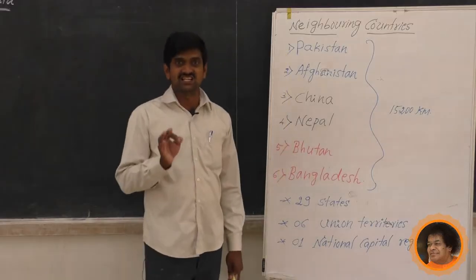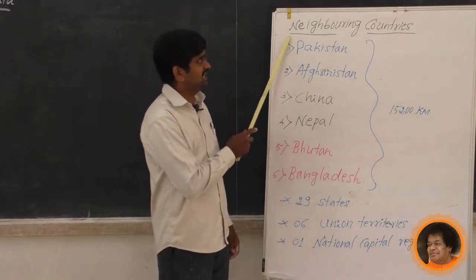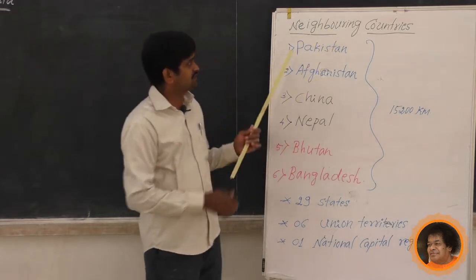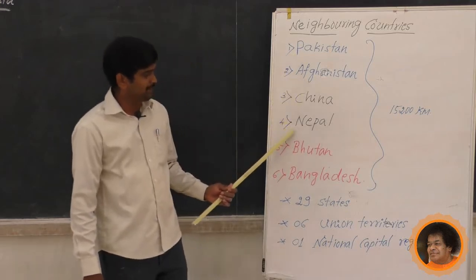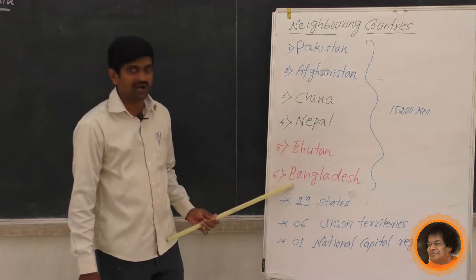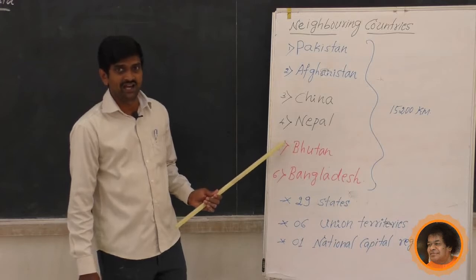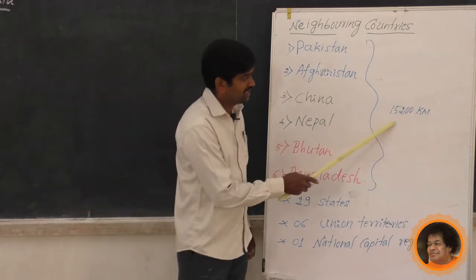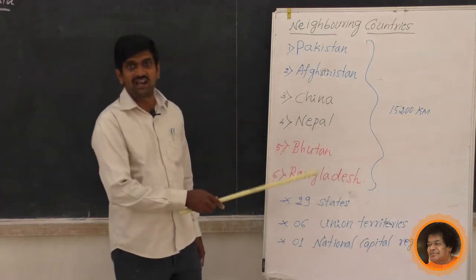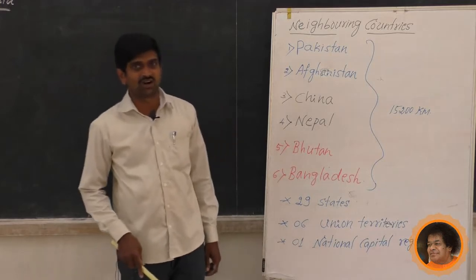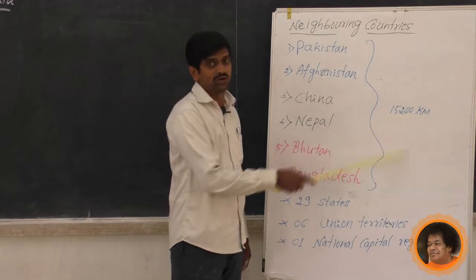India shares its boundary with 7 countries. See here the neighboring countries of India: Pakistan, Afghanistan, China, Nepal, Bhutan and Bangladesh. So these are the neighboring countries of India, and the total length of the land boundary of India is more than 15,200 kilometers.